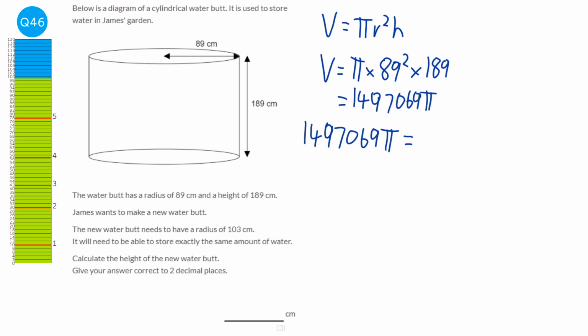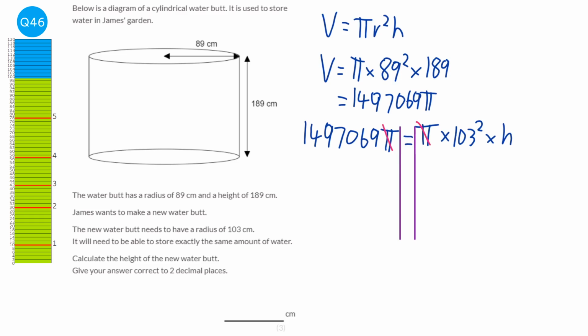But we want the radius to change. So instead of the radius being 89, we want the radius to be 103, so times 103 squared. And we're trying to work out what the height is. Okay, so first thing we can do is just cross off the pi's from both sides. Actually, we don't really need them at all.